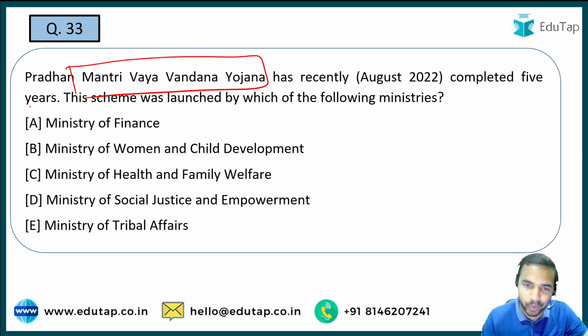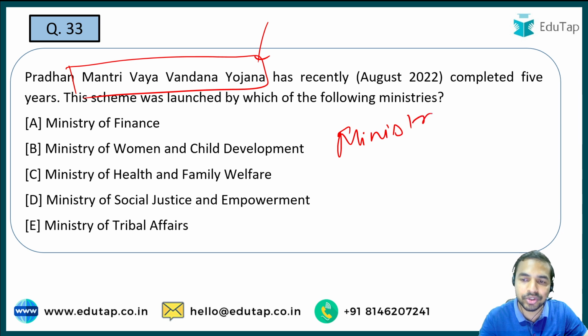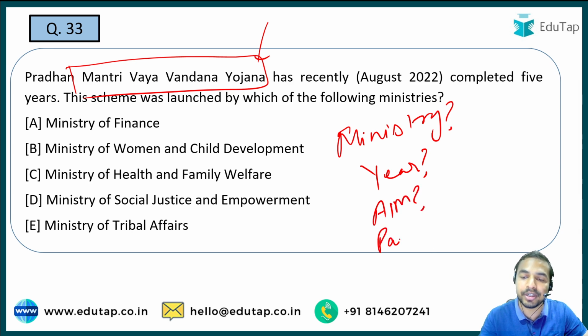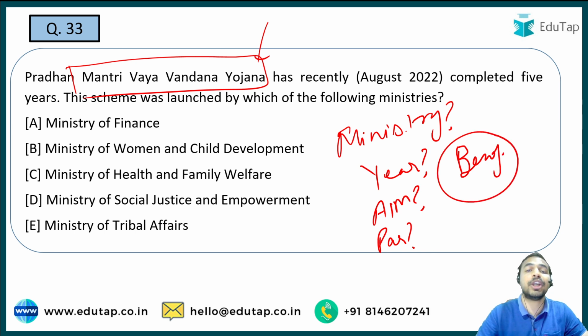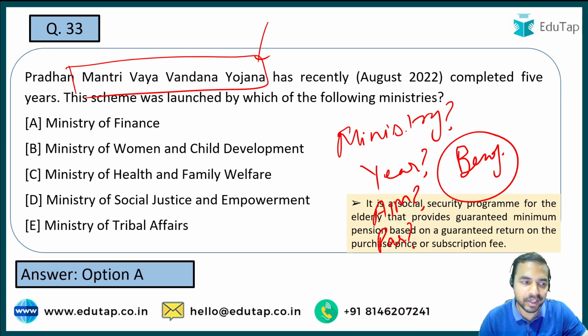See guys, whenever you find any kind of yojana, a scheme, you are required to remember which ministry has launched it. Okay, apart from that, in which year it was launched, what its aim is, what its parameters are, and who the beneficiaries are. So these are all the important dimensions that you are required to remember from the exam point of view whenever you are covering any scheme. So guys, the right answer to this question is Ministry of Finance, which came up with this particular scheme in the year 2017.